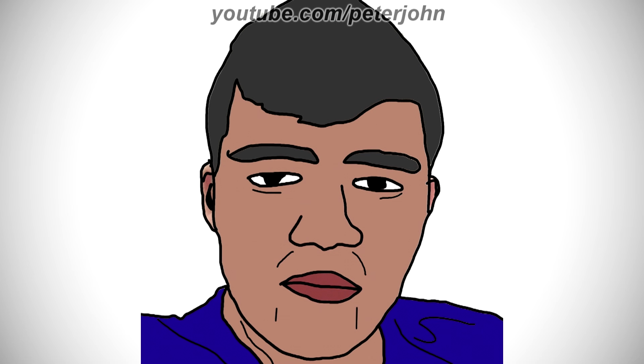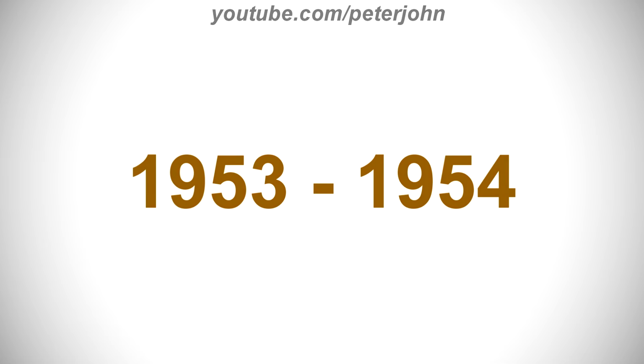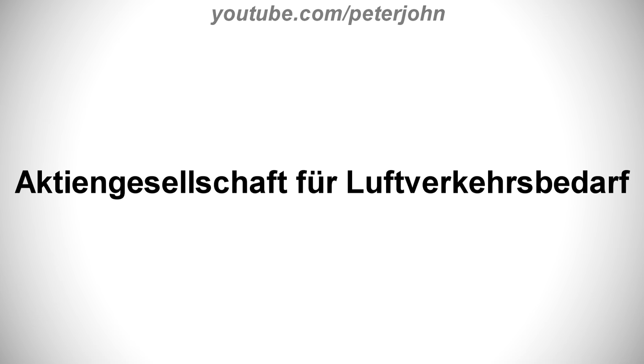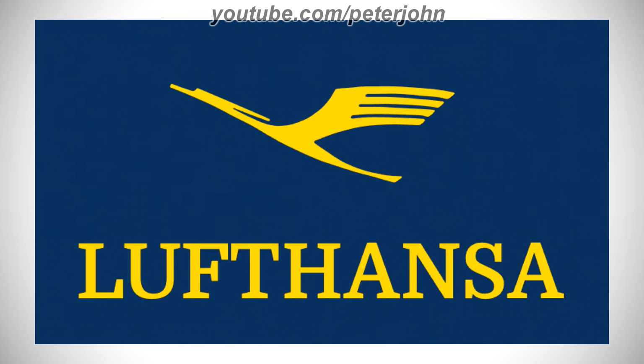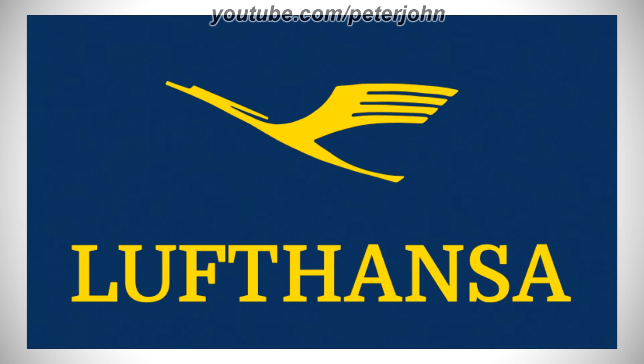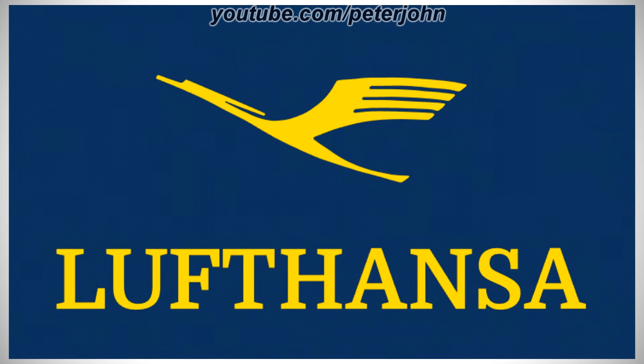Okay, now I'm gonna talk about Lufthansa. It is a German aviation group. 1953 to 1954, here we have the logo of the first Lufthansa's name, Aktiengesellschaft für Luftverkehrsbetrieb für Luftfahrt. Unfortunately, I wasn't able to find this logo. 1954 to 1963, they changed its name to Lufthansa. There is a blue rectangle and on it there is a yellow shape representing a bird, and under it, there is the word Lufthansa in yellow text.